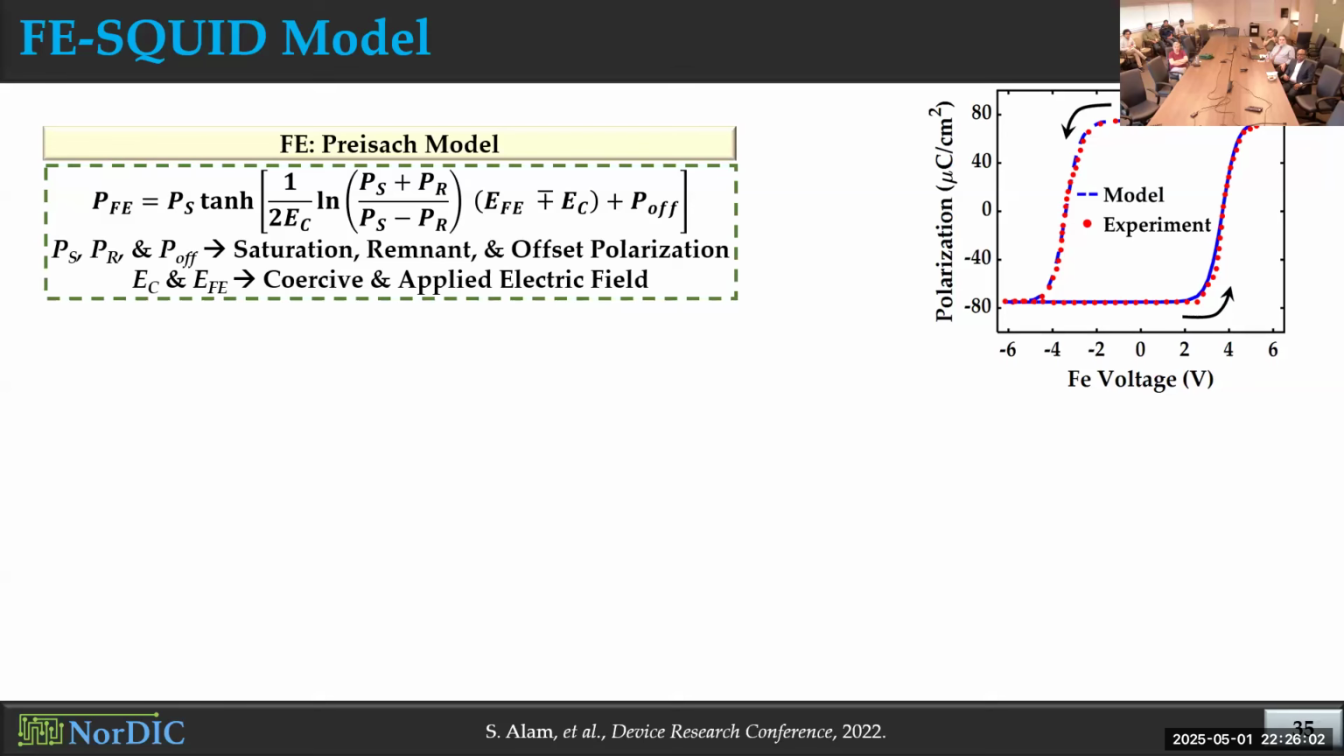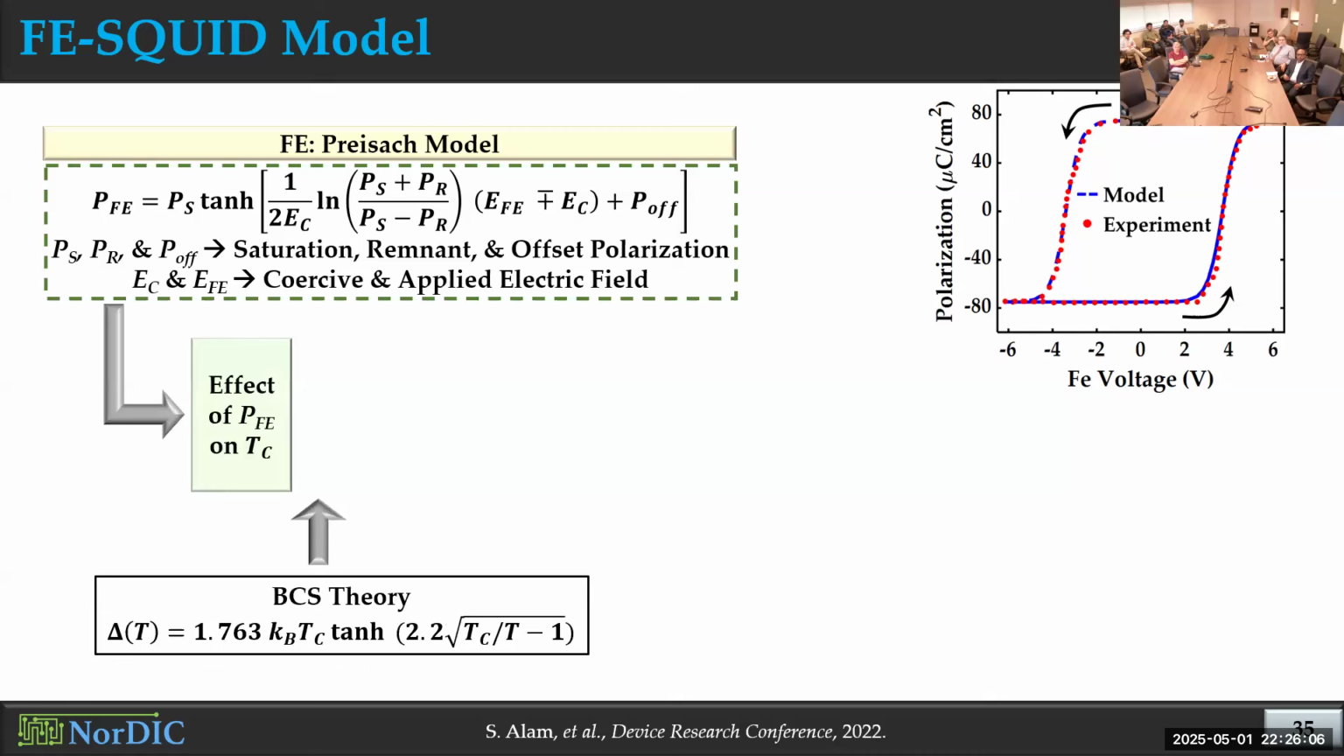And this figure here shows the validation of our model. And then we phenomenologically implemented the effect of polarization on the critical temperature of the superconducting device, which was again validated with experimental data. And then we use this BCS theory to calculate the superconducting energy gap for these two critical temperature levels that we get for two polarization states.